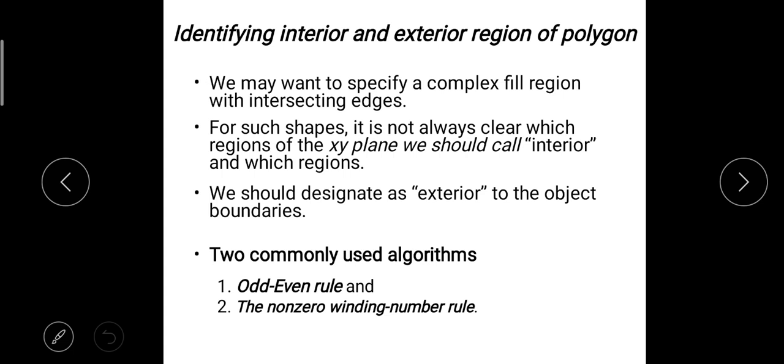The internal region of the polygon we call the interior region, and we designate as exterior what lies outside the object boundaries. To do this, we use two algorithms. The first one is the odd even rule algorithm, and the second one is the non-zero winding number rule. We'll look into each one of the algorithms one by one.